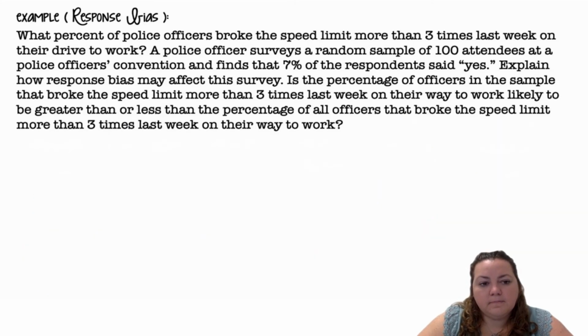All right. And an example of response bias. What percent of police officers broke the speed limit more than 3 times last week on their drive to work? A police officer surveyed a random sample of 100 attendees at a police officers convention and finds that 7% of the respondents said yes. Explain how response bias may affect this survey. Is the percentage of officers in the sample that broke the speed limit more than 3 times last week on their way to work likely to be greater than or less than the percentage of all officers that broke the speed limit more than 3 times last week on their way to work?